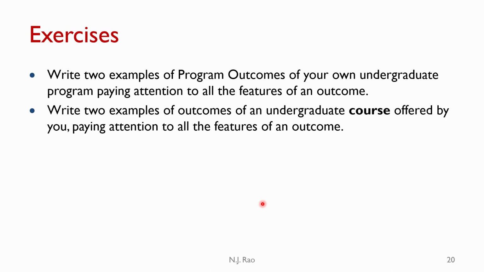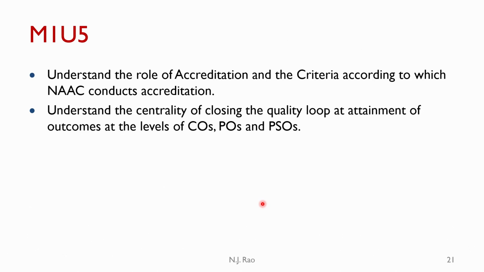And in the next unit 5 we try to understand the role of accreditation and the criteria according to which NAAC conducts its accreditation, and also understand the centrality of closing the quality loop at attainment of outcomes at the levels of COs, POs and PSOs. Closing the quality loop is the central principle of any accreditation process. We will elaborate that later. Thank you.